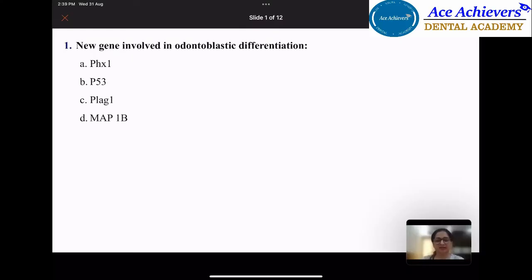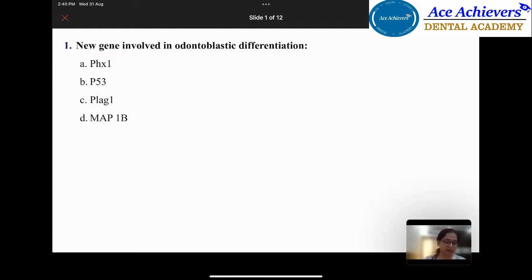Today we will be discussing NEET pattern 2022 questions of dental anatomy and oral histology. So to begin with our first question. The first question was: new gene involved in odontoblastic differentiation. The options were PHEX, P53, PLAG1 and MAP1B.